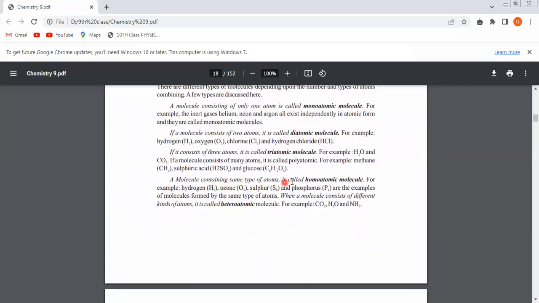A molecule containing the same type of atoms is called a homoatomic molecule. For example, hydrogen, ozone, sulfur, and phosphorus are examples of molecules formed by the same type of atom. When a molecule consists of different kinds of atoms, it is called a heteroatomic molecule. For example, CO2, H2O, and NH3.